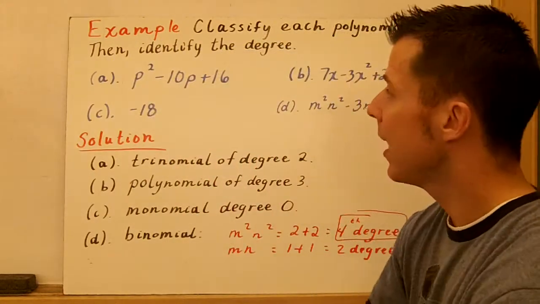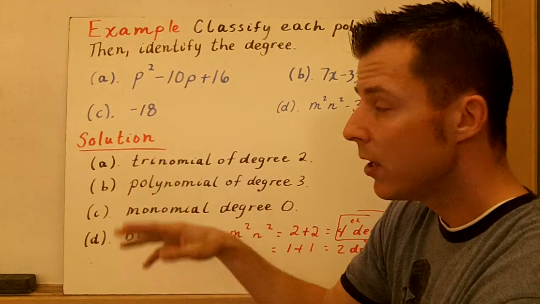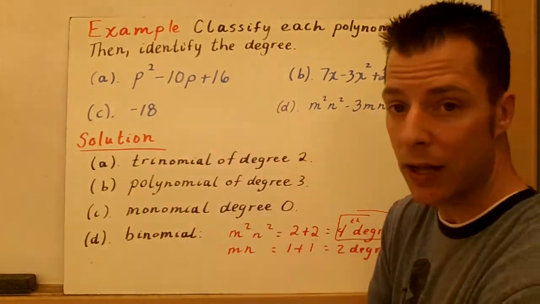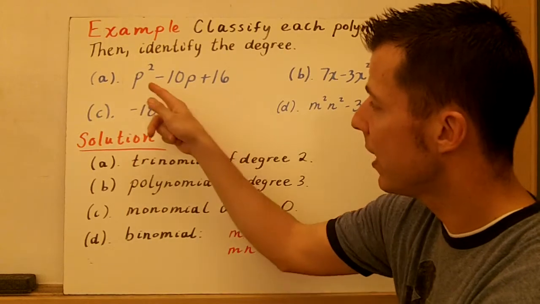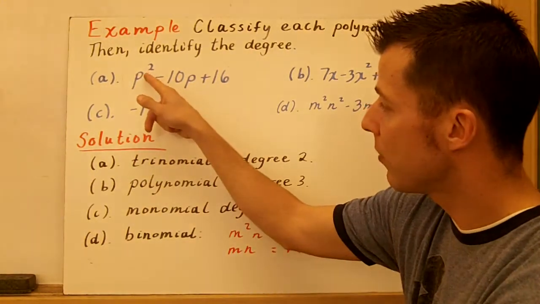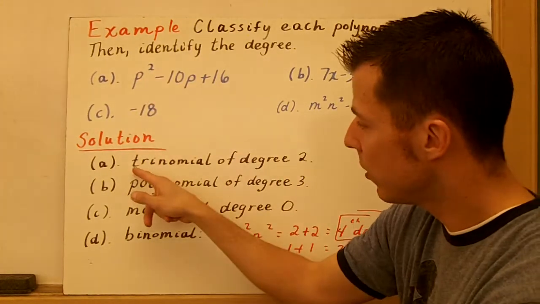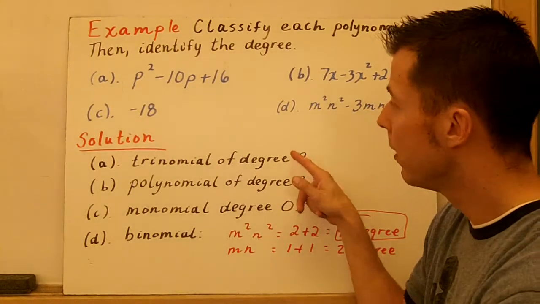All right, in our last slide, we're actually going to classify each polynomial, then identify its degree. So in blue here, I've given you 4 polynomials, okay? And so in the first one, in part A, there's 1, 2, 3 terms, okay? And the largest power on the variable I see is 2. So in part A, the solution would be a trinomial of degree 2.